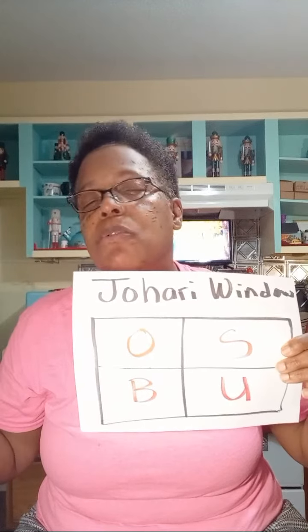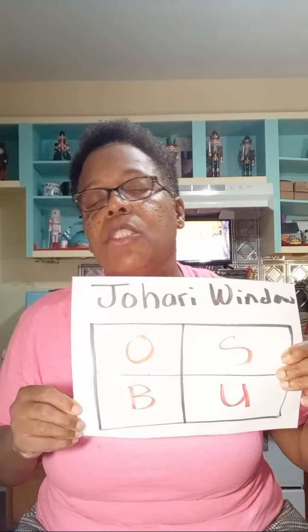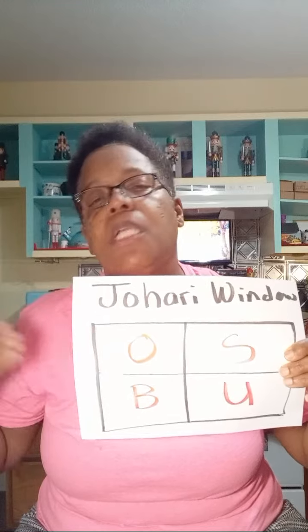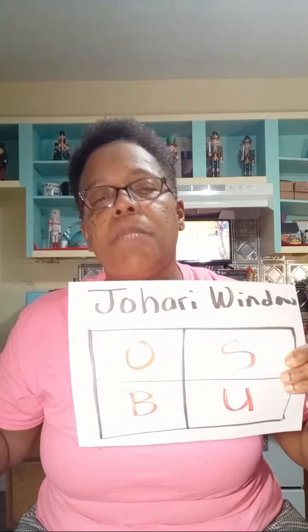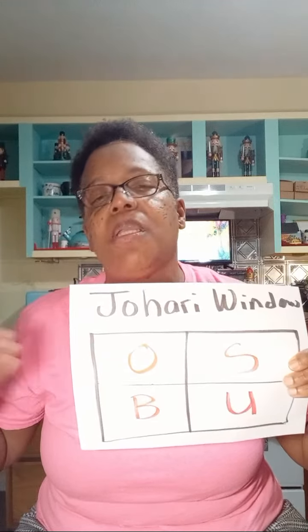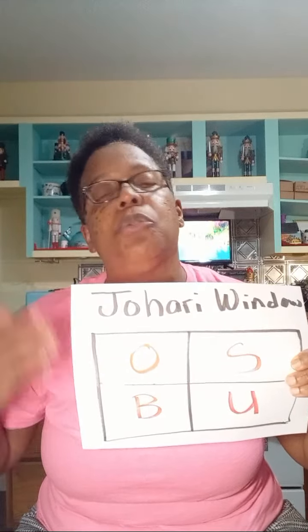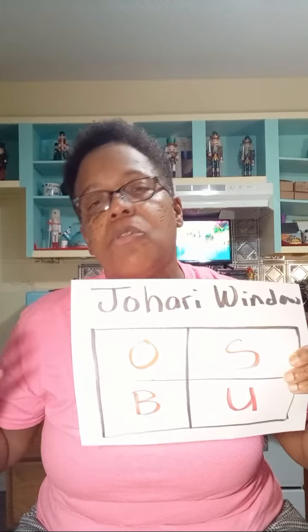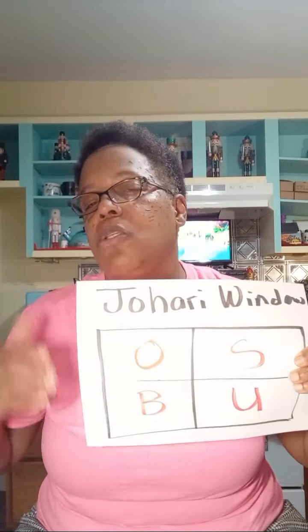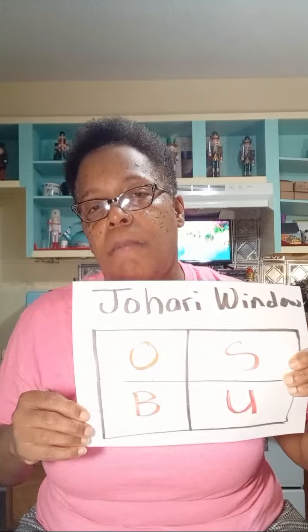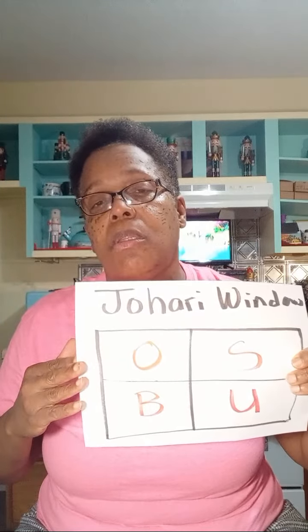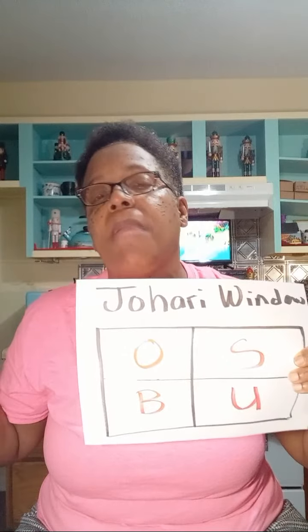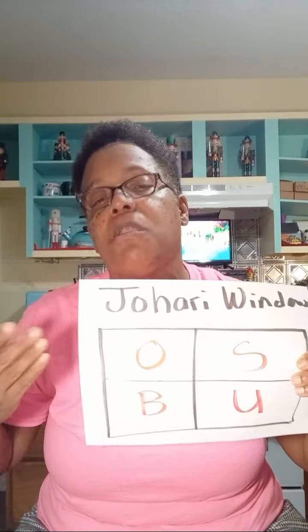Some examples of what can go in the open area of the Johari Window are how many kids you have, when you go on vacation, what color your car is, what your job is, basic open information. What church you go to, do you have a pet, do you not have a pet? And for some people, because of the role of social media, their whole life is open. What may be open to you may not be open to me.